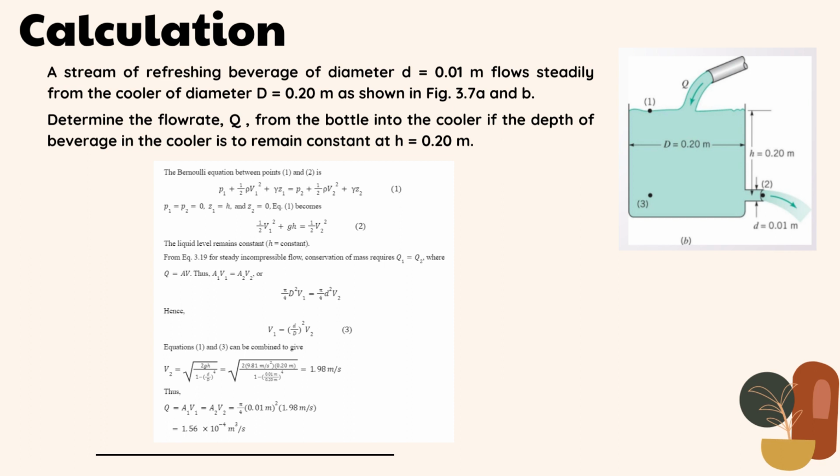By combining equation 1 and 3, we obtain a formula to calculate the velocity V2, which turns out to be 1.98 meters per second. Finally, we substitute the value of V2 into Q equals A2V2, resulting in the final answer of 1.56 times 10 to the power of negative 4 cubic meters per second.